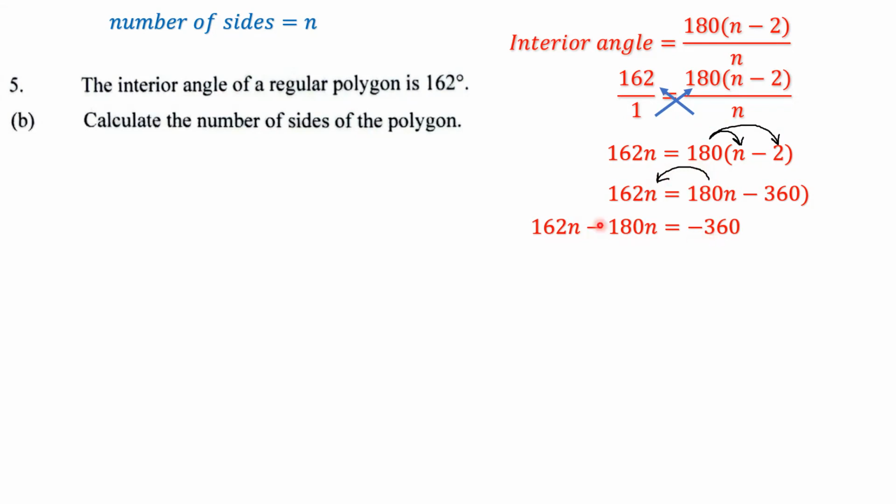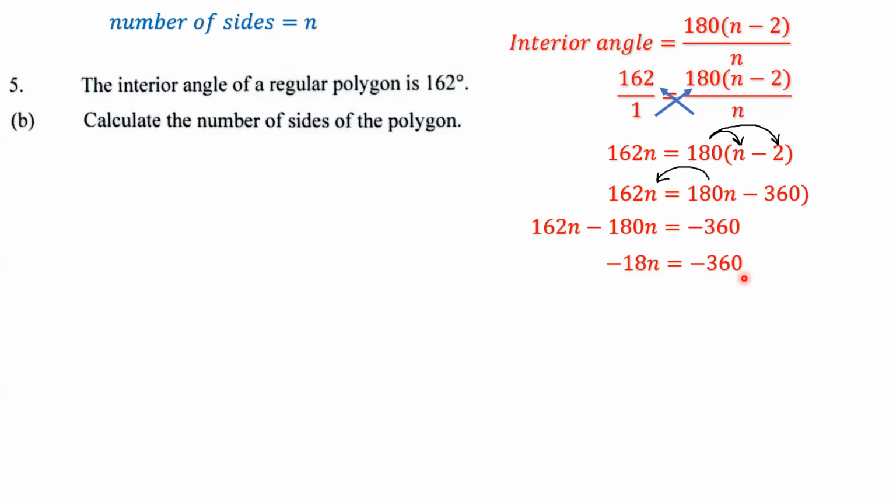That means that we have to do the subtraction: 162n minus 180n. If we do the subtraction, it'll be negative 18n equals negative 360 degrees. Okay, good. So how did we get the negative 18? Well, we got the negative 18 because we subtract 162n minus 180n. That's going to give us negative 18n equals negative 360.